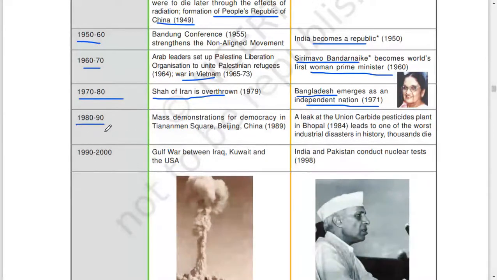1980 to 1990, mass demonstration for democracy in Tiananmen Square, Beijing, China, 1989. Leak from the Union Carbide pesticide plant in Bhopal, 1984, leads to one of the worst industrial disasters in history. Thousands die. 1990 to 2000, Gulf War between Iraq, Kuwait, and the USA. India and Pakistan conduct nuclear tests, 1998.